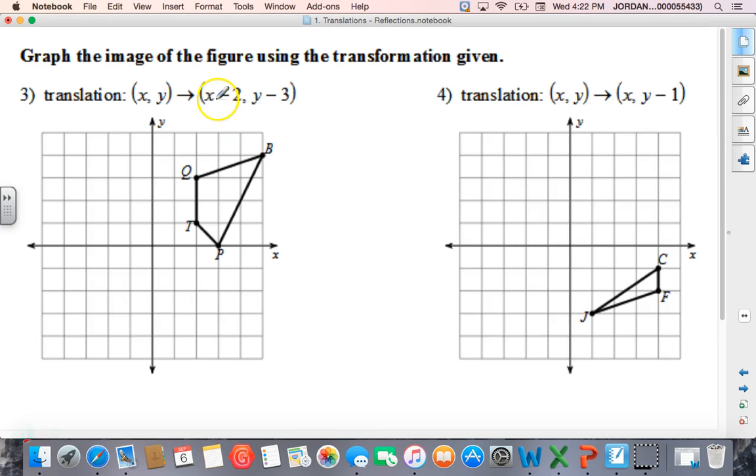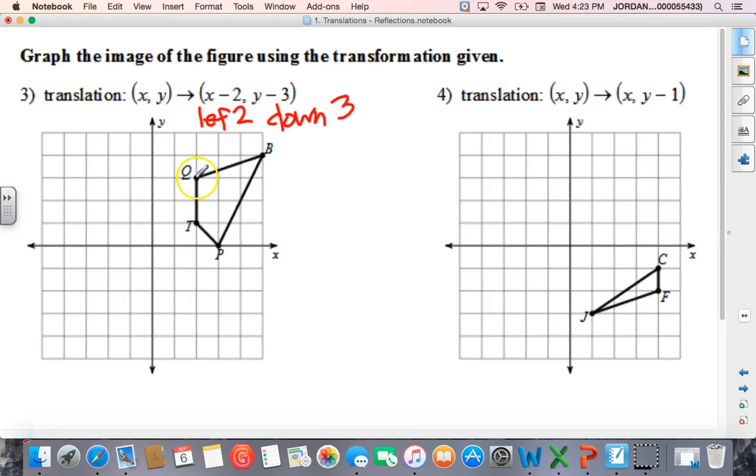So x minus 2, that's going to move it left and right, because the x-axis goes left to right. So minus 2 is going to move it 2 to the left, towards the minus side of the axis. And then the y-axis goes up and down, so this minus 3 is going to make it move towards the negative part of the y-axis, which is down here. So since we're moving closer to this, we're going to go down 3. And you have to do that for each one of these 4 points.